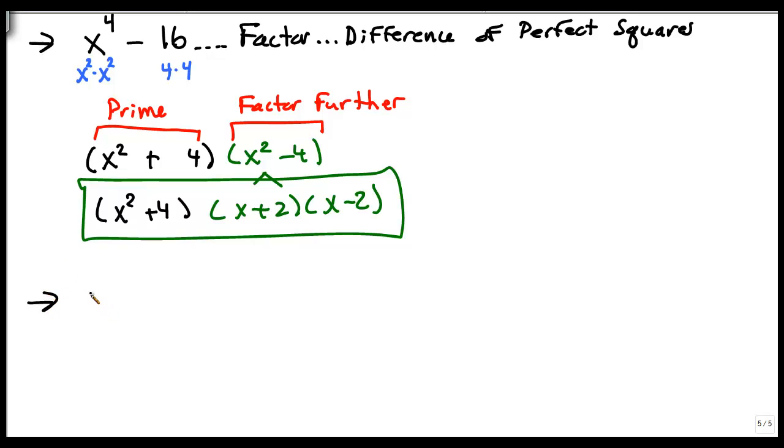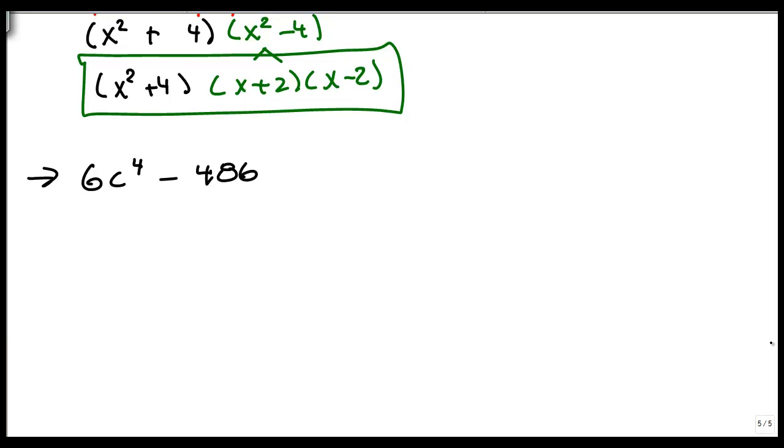Okay, this next one we're going to have some pretty big numbers. So the first thing that we might want to think about is a greatest common factor. So I look at 6 and I look at 486 and I see that they're both even, so they're both divisible by at least 2. And I think 486 is divisible by 6. So let's go ahead and pull that 6 out. We'll be left with c to the 4th minus 6 times 8 is 48. 6 goes into 6 once. So I have the 6 out front, and again my job was to factor this.